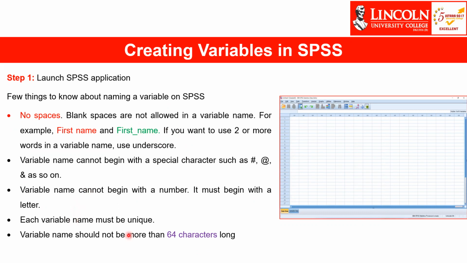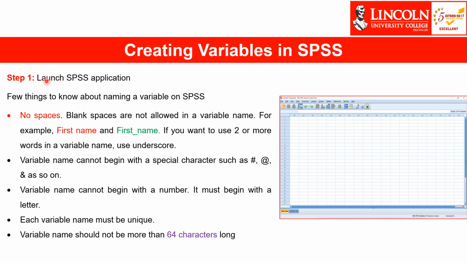A variable name should not be more than 64 characters long. Okay, it should not be more than 64 characters long. Otherwise, the result of your analysis will be filled up, and again, it may not be readable to some extent. So it's always advisable to make sure that it is below this number of characters. Okay, so these are the conditions that you need to put into consideration while creating your variables on SPSS.